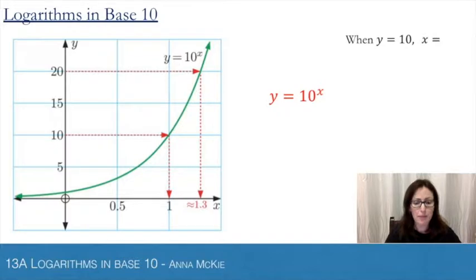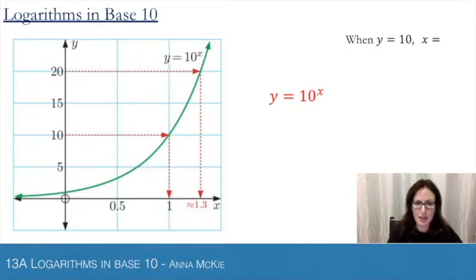So what do we mean by base 10? If we have the function y is equal to 10 to the power of x, so we have a base of 10 here and x is in the power. First question here, when y is 10, what is x equal to? So you could look along the axis here and see when y is 10, what would be x equal to?